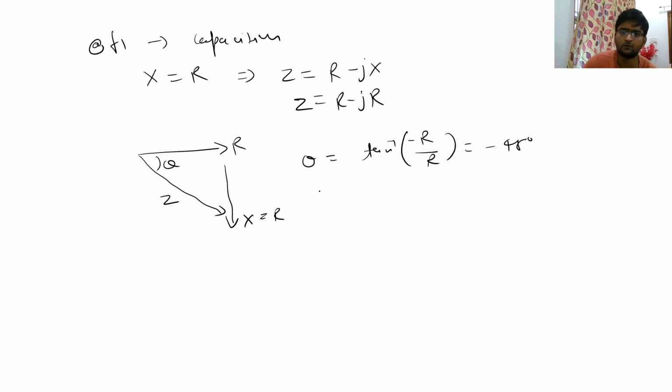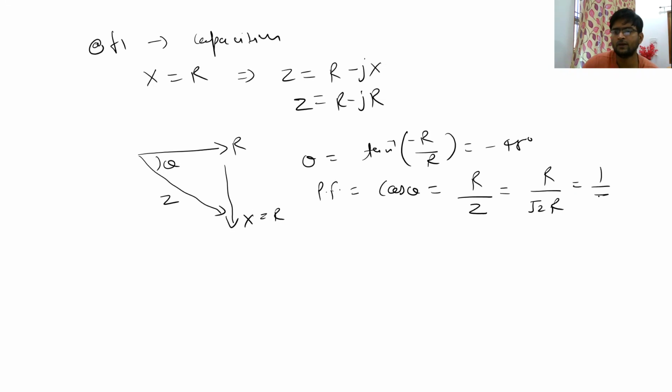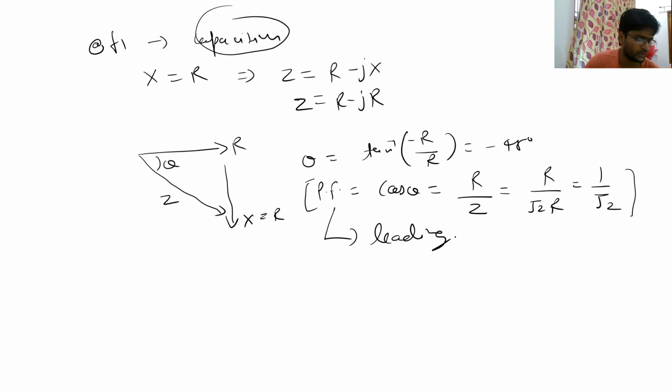If you want to calculate the power factor at frequency F1, it is cos theta, which is R divided by Z, which is nothing but R divided by under root 2R, which will be 1 by root 2. So your power factor is 1 by root 2, and is it leading or lagging? Since this is a capacitive circuit, the current leads, so the power factor at F1 will be leading, right?